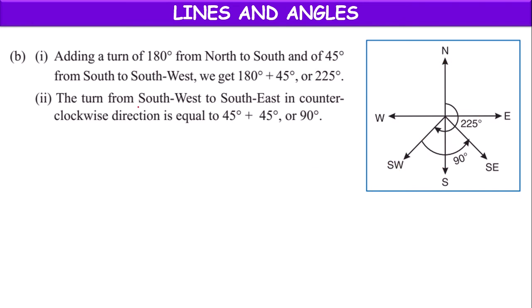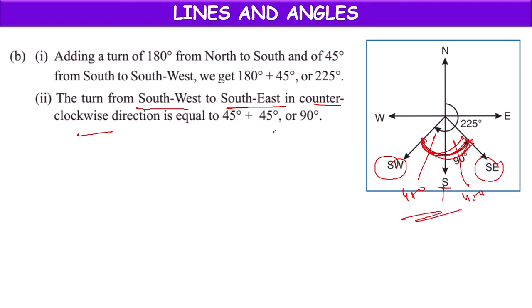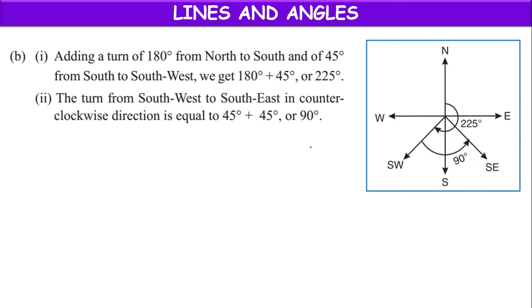Next, southwest to southeast. In the counterclockwise direction, means we have to move in reverse manner. This smaller part is 45 degrees, and this smaller part is 45 degrees. Then this total part will be 45 plus 45, 90 degrees. Like that we can find the angle of rotation.